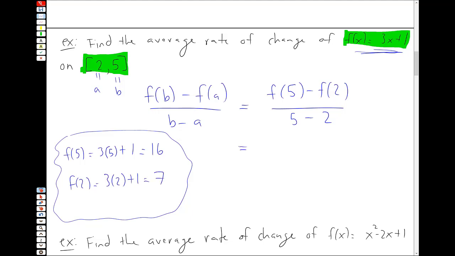So really, our average rate of change is 16 minus 7 over 5 minus 2. If you calculate this, this is going to be, let's see, 9 over 3, 3. Okay, so the average rate of change of 3x plus 1 on the interval 2, 5 is 3.